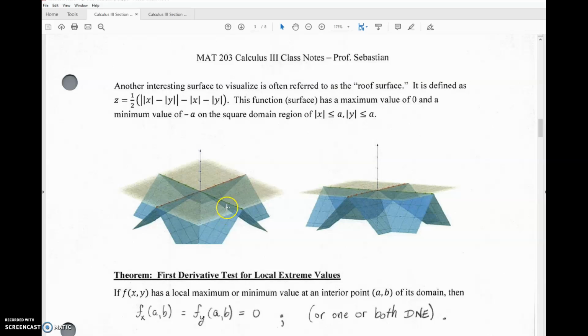And you can see that we have a minimum value of minus a. You can't really see it that well, but you can see the maximum is 0. Okay, so that's just a show-me example, just to show you what kind of things we're going to be looking for.